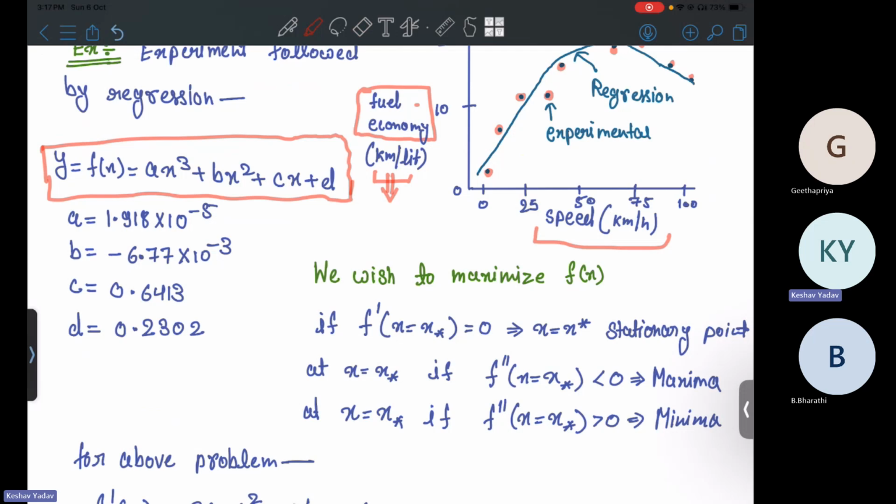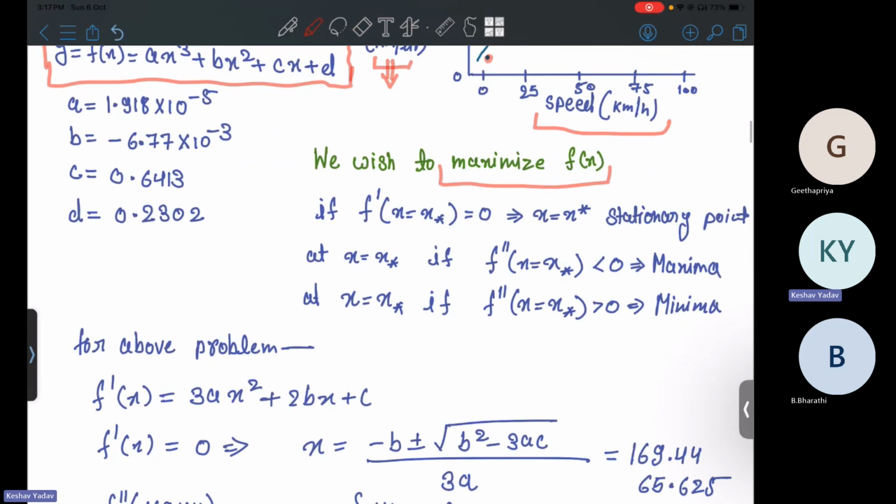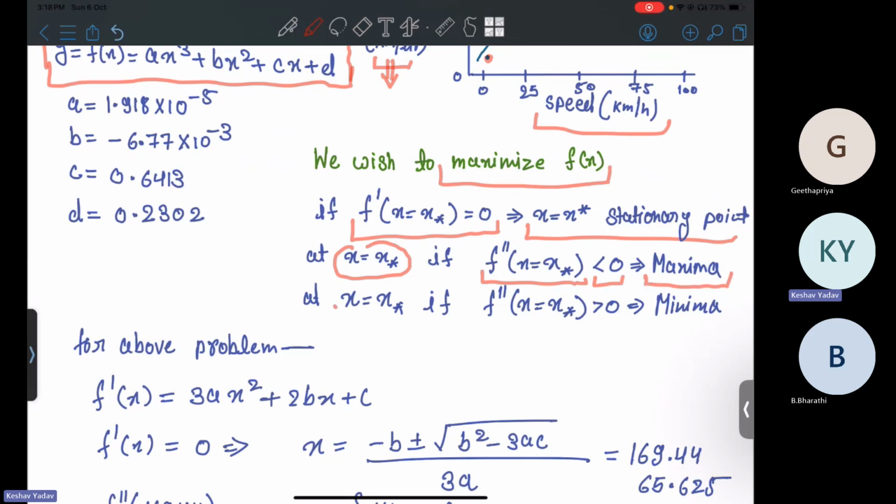Sorry, fuel economy means kilometer per liter, so we want to go as many kilometers per liter as possible. So we wish to maximize this function f of x. For maximization, we need to set f prime of x equal to 0. That will give me a stationary point. Then at the same point x star, I will find f double prime x. If this f double prime x is less than 0, then that will lead to maxima.